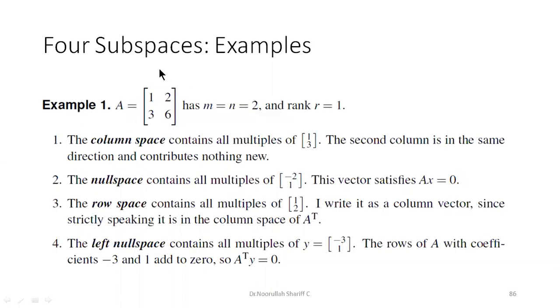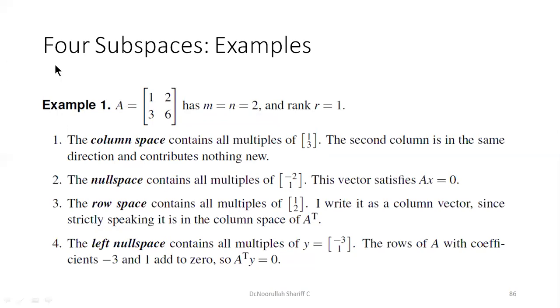Now let us take another example. A is equal to 1, 3, 2, 6, where m equal to n equal to 2. If you find the determinant of this matrix A, you'll get 0: 1 into 6 minus 2 into 3 gives the value 0. Because the determinant is 0, the rank cannot be 2.